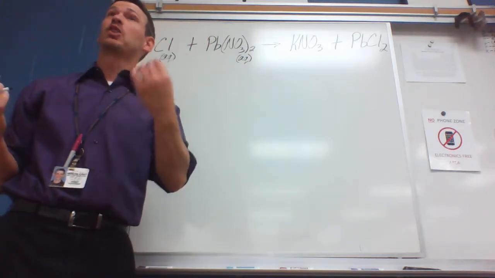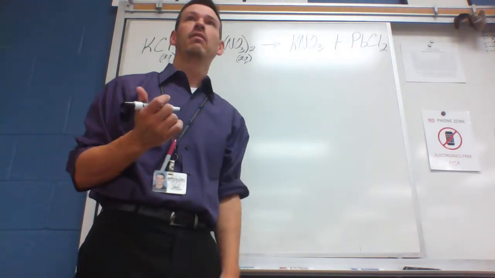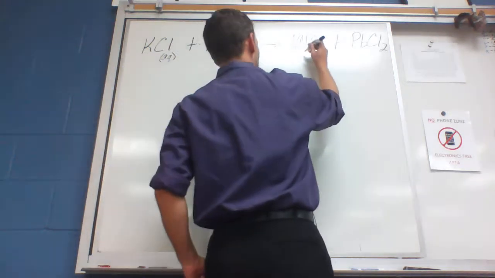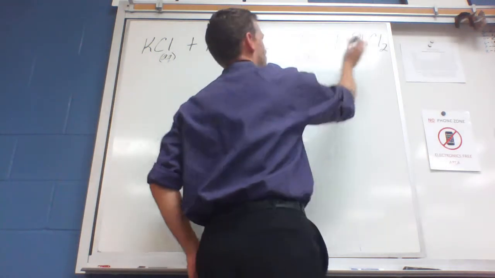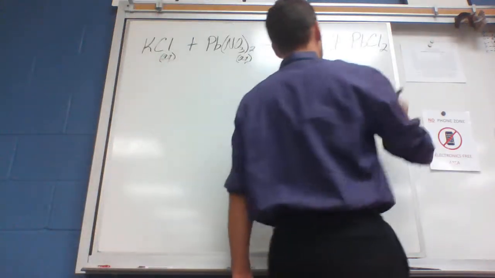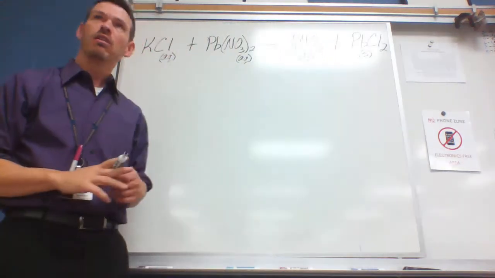Now, we need to predict the solubilities of our products. All right? What's the solubility of potassium nitrate? Soluble, because all nitrates are soluble. What about lead 2 chloride? Insoluble, because lead showed back up attached to a halogen.